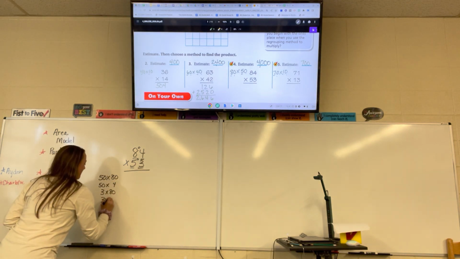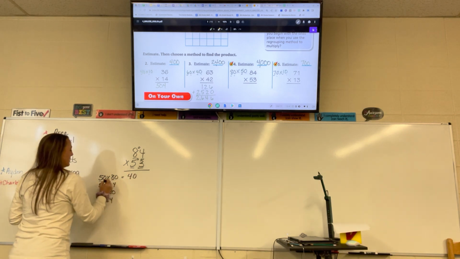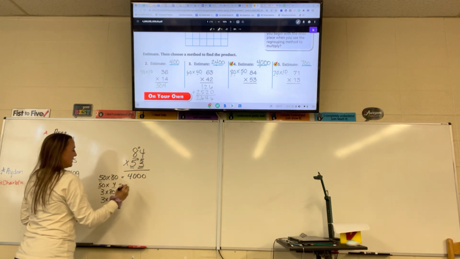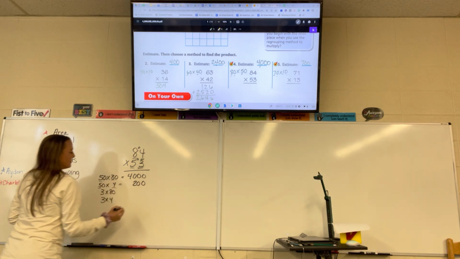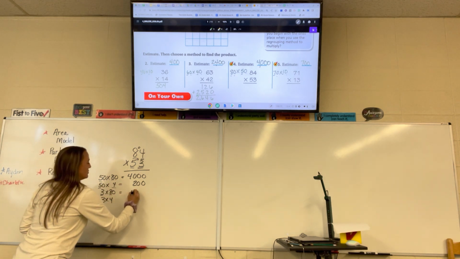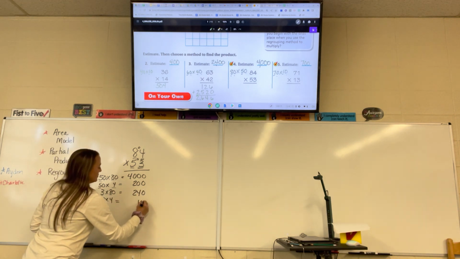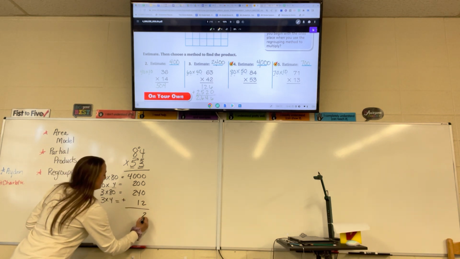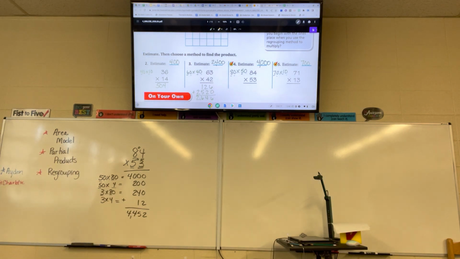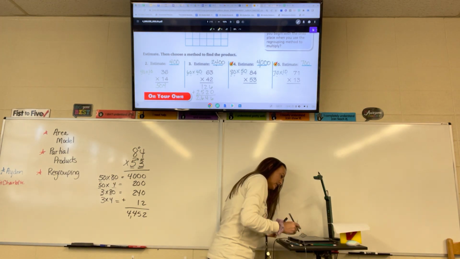Okay. All right. 5 times 8 is 40, with 2 zeros behind it. 5 times 4 is 20, with 1 zero. So I'm going to scoot it over a little bit since it's only 3 digits. 3 times 8 is 24, with 1 zero. And 3 times 4? 12. We add them together and we will get. Did I get that right? Yep. So on this one, we're going to have 3 answers here.